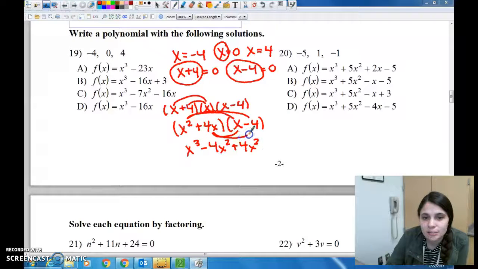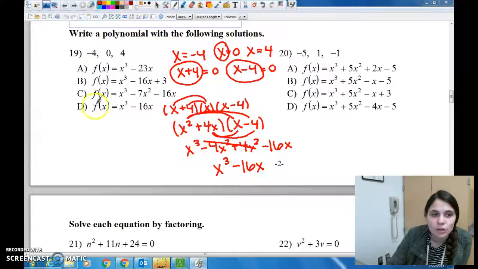And 4x times a negative 4 is negative 16x. So when I combine like terms, negative 4x squared plus 4x squared, that's just 0. So those are gone, and I'm left with x cubed minus 16x, which is option D.